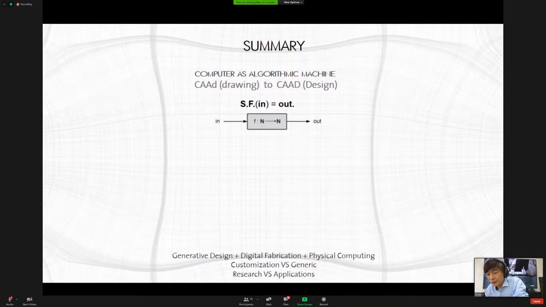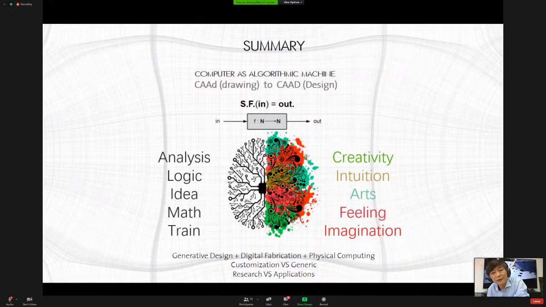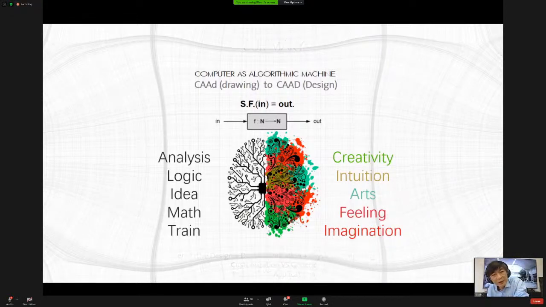So we are trying to create a tool that needs to integrate rational facts with emotional thinking and treat the computer as an algorithm machine. This special machine, the computer, has a parallel to a human brain. And the result of the program from the computer is how to change the drawing, from computer-aided architecture drawing to computer-aided architecture design.